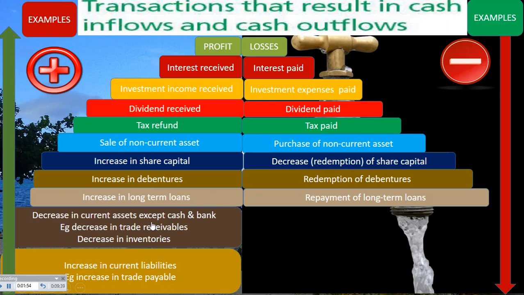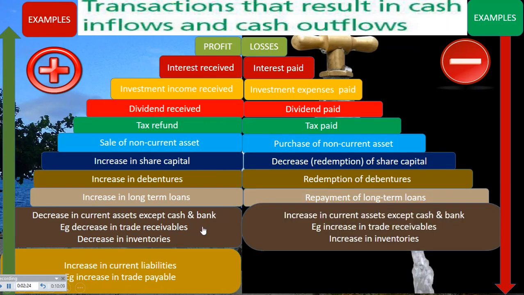Decrease in current assets except for cash and bank balance. So besides cash and bank balance, if there is a decrease in current assets, it results in inflow, like decrease in trade receivables. What you need to understand is that initially whatever was the trade receivable, if it has reduced in the current year, it means there is a cash inflow to the extent by which it has reduced. Decrease in inventories is also inflow. The reverse of this will be outflow. So if there's an increase in current assets except cash and bank balance, it's your outflow. Example, increase in trade receivables, increase in inventories.